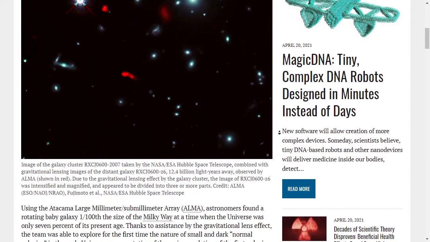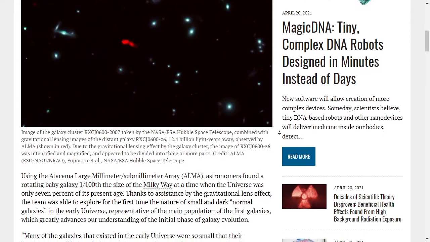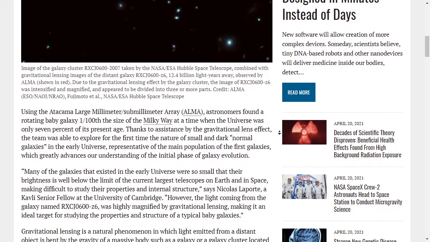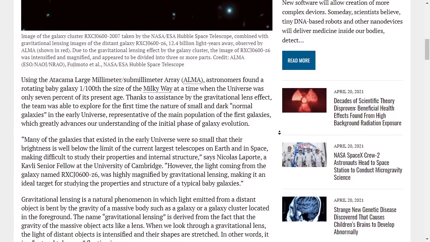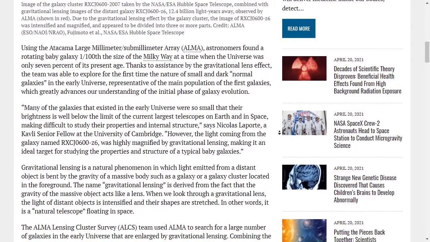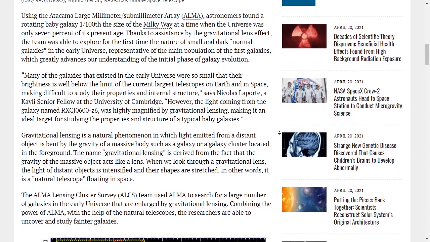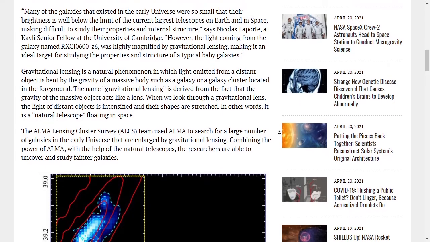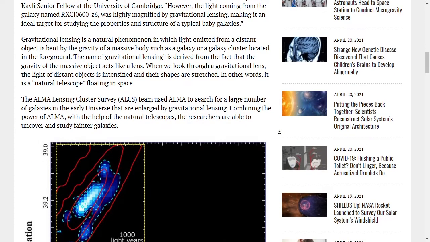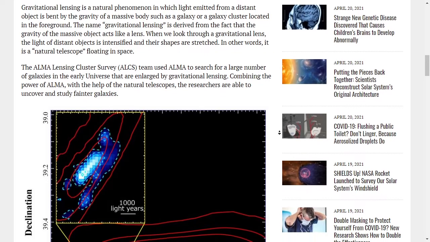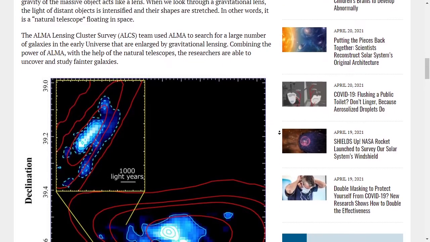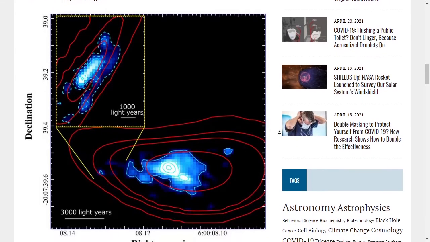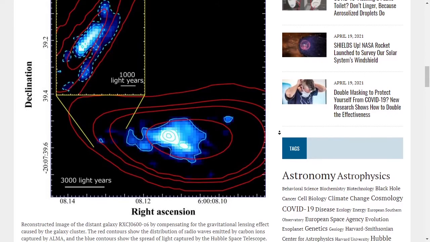So this little tiny galaxy is known as RxCJ0600-Z6, located about 12.4 billion light years away, estimated. And so it's quite ancient, as the light is believed to be over 12 billion years old. Looking at some very old photons here, folks. Some very old photons. But in any case, this galaxy is rotating, and that's interesting to know, I suppose.